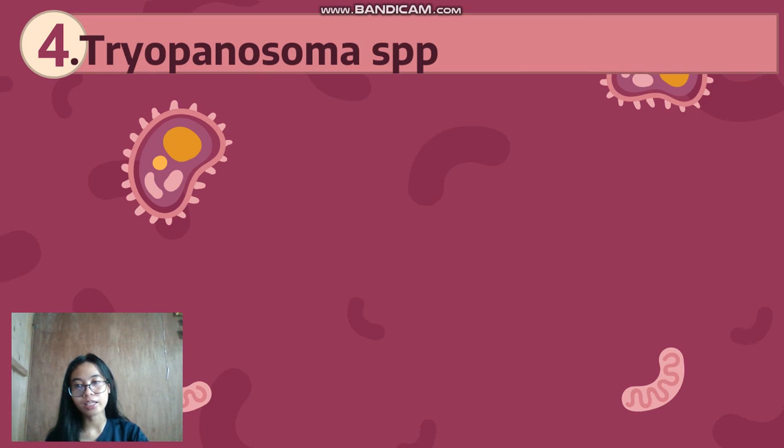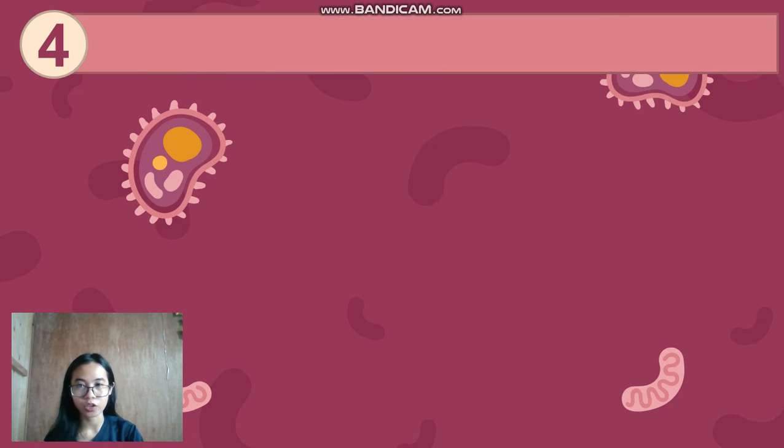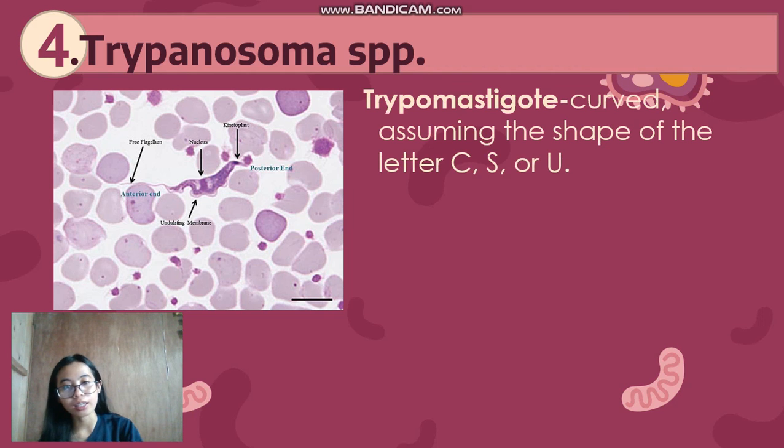So the next one is Trypanosoma spp. The trypanosomes are also hemoflagellates like Leishmania. So the major difference between the two lies in the diagnostic stages, which is the amastigote for leishmaniasis and the trypomastigote for Trypanosoma spp. So the trypomastigote is curved, assuming the shape of the letter C, S, or U.